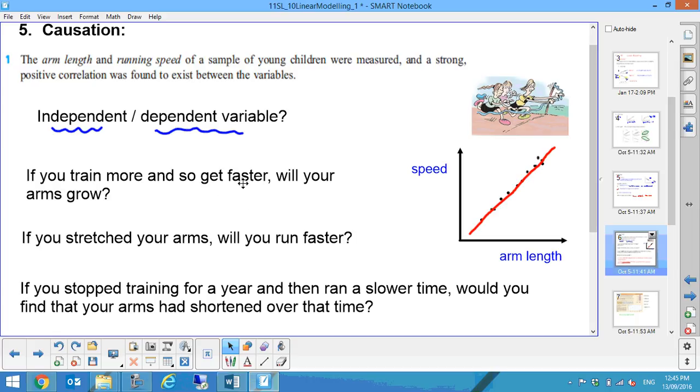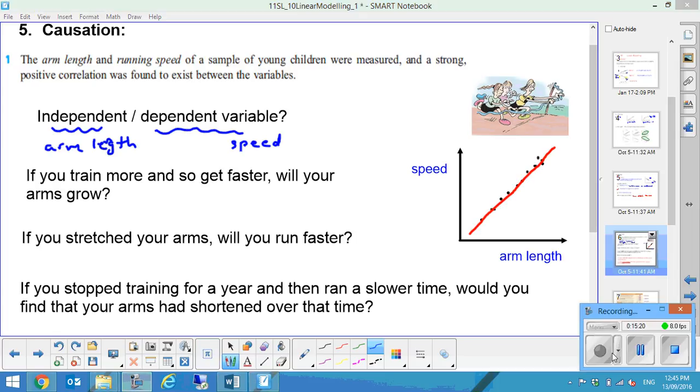Question, if you train more, you'll get faster. Will your arms grow? So that's a question. If this is our independent variable, the arm length, in other words, we're saying that's the one we're measuring or controlling. So this is our arm length. So we go right for this arm length, and let's put a N in there as well. All right, what speed do we run at? So speed is our dependent variable. Just going to fix that.